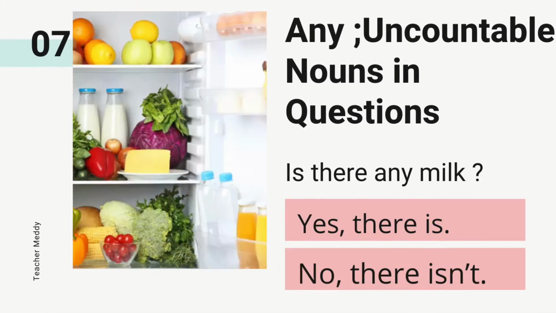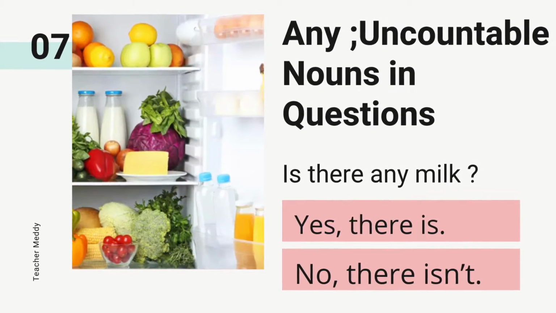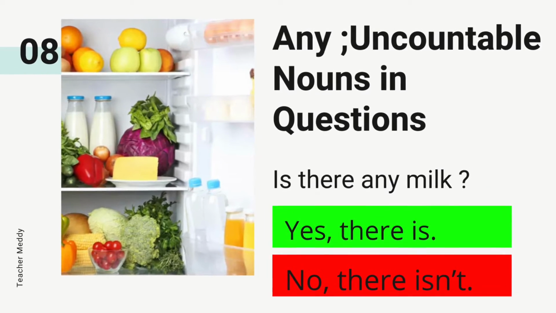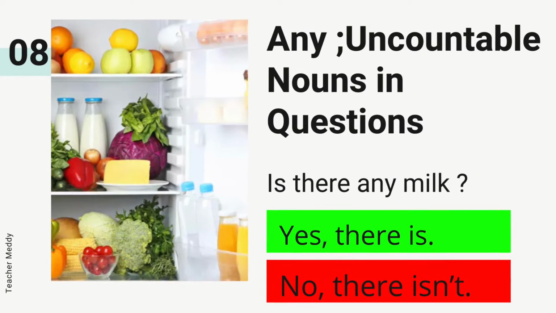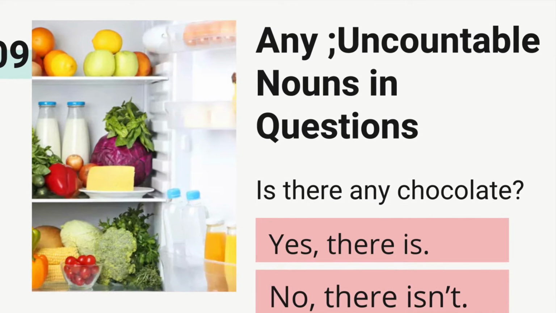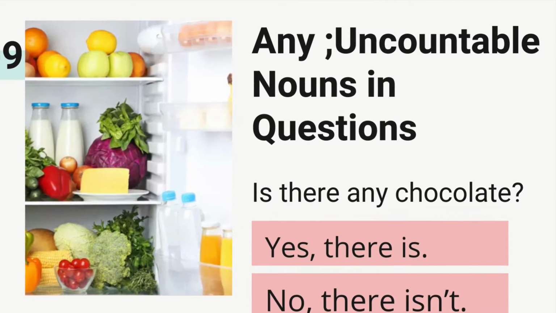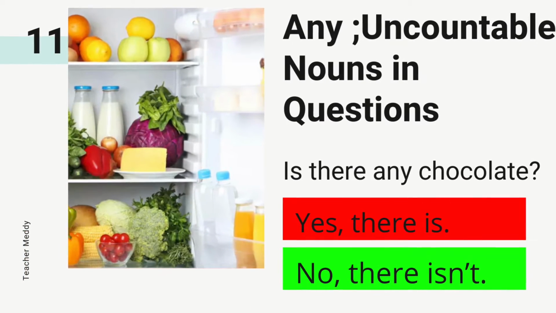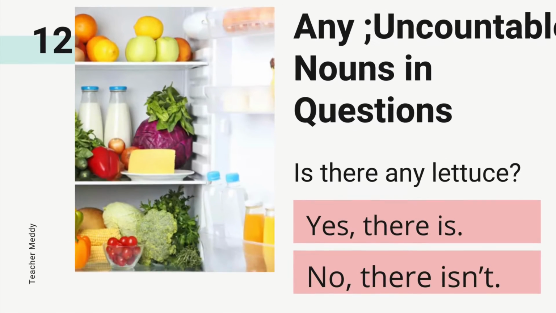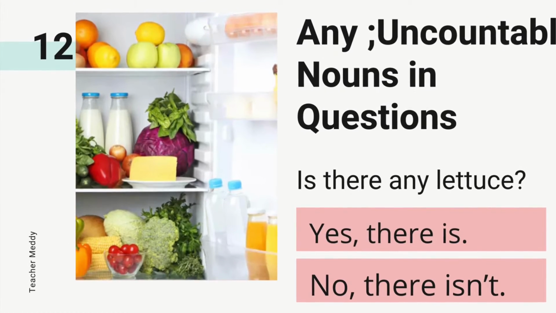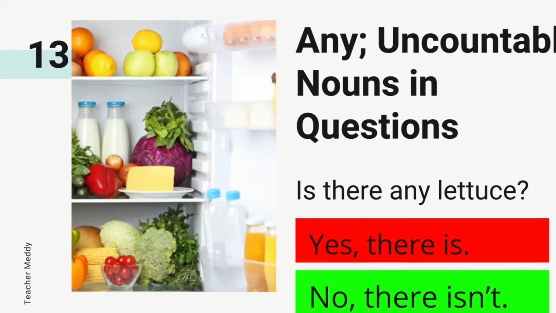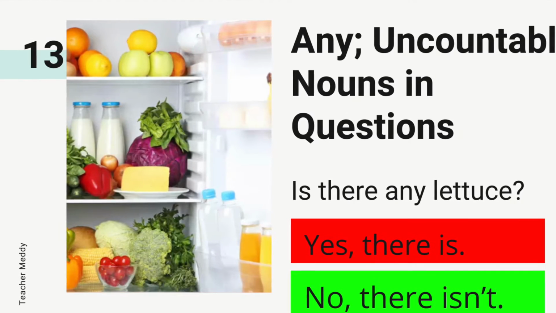Good. Now, question, is there any milk in the fridge? What's the answer? Yes, the answer is yes, there is. Very good. Now let's look at the next question. Is there any chocolate? What's the answer? Of course, the answer is no, there isn't. Now next question. Is there any lettuce in the fridge? So what is the answer? Okay, the answer is, of course, no, there isn't.